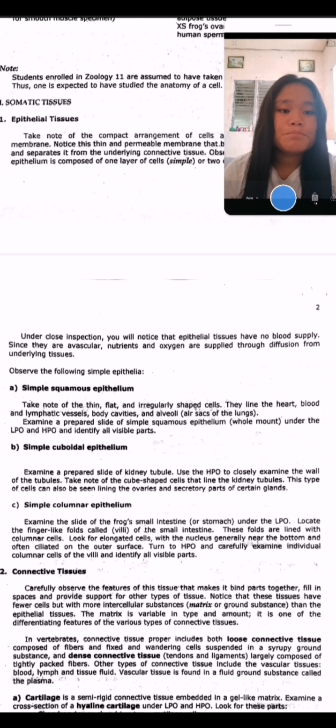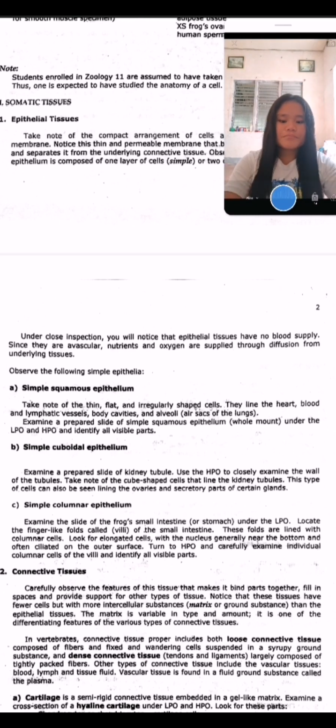Under the LPO, identify all visible parts. Then turn to HPO and identify all visible parts. That is simple squamous epithelium.